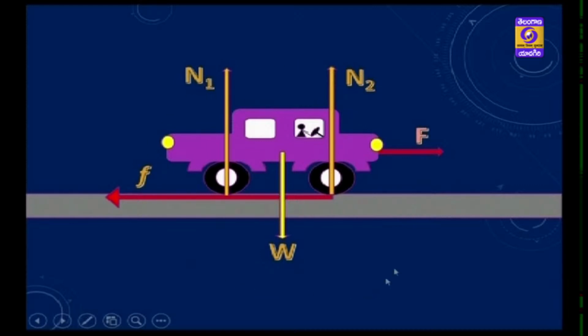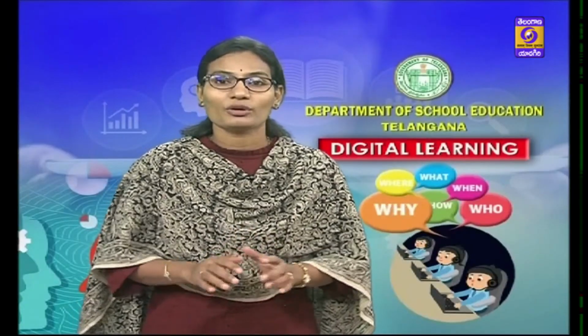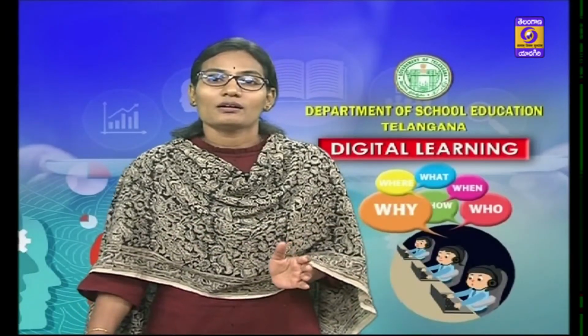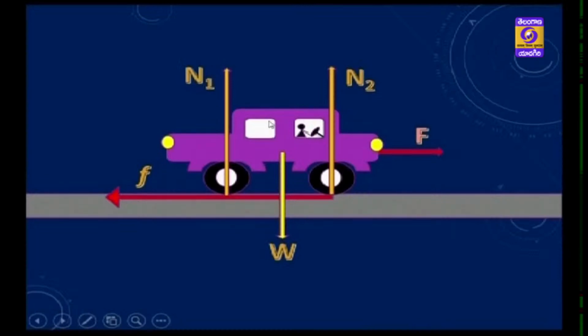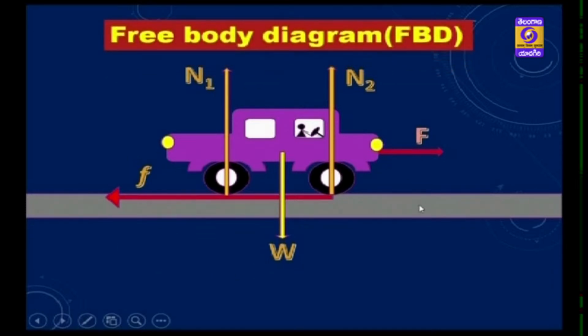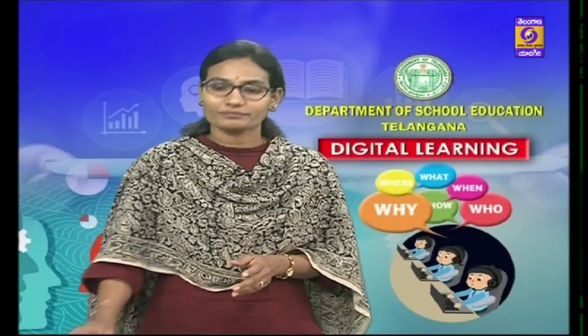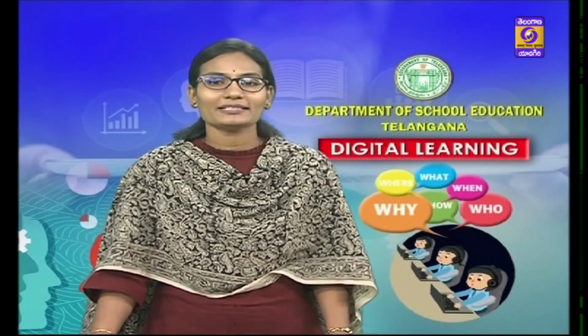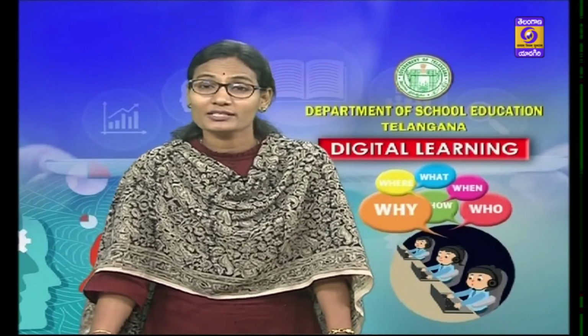Showing all the forces on an object at an instant, this diagram is known as a free body diagram. This is very important for calculating the net force acting on this object. So, the free body diagram. Now let us calculate the net force on this object.